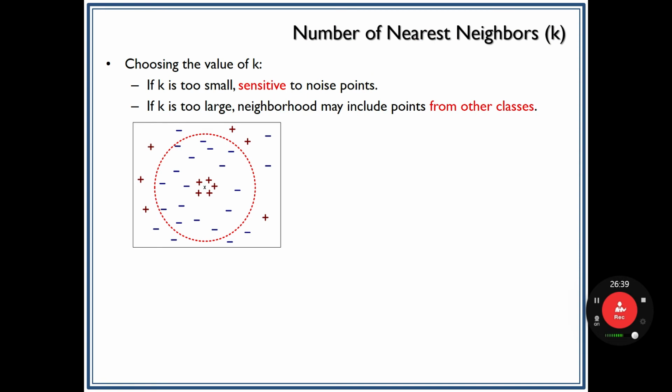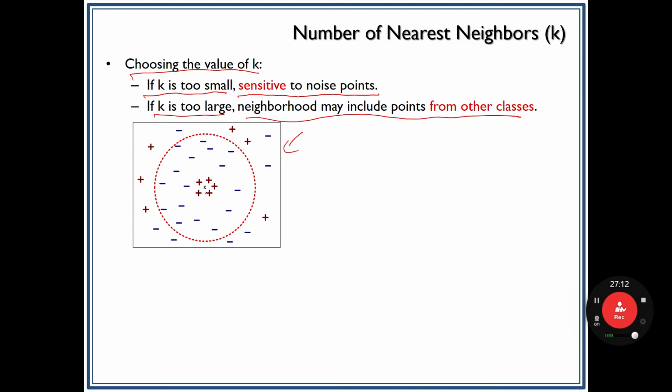Okay, then here is the issue that we have to choose the value of k, the number of nearest neighbors. If k is too small, then the classification is very sensitive to noise points. And if k is too large, the neighborhood may include points from other classes. Actually, this is shown in this example.